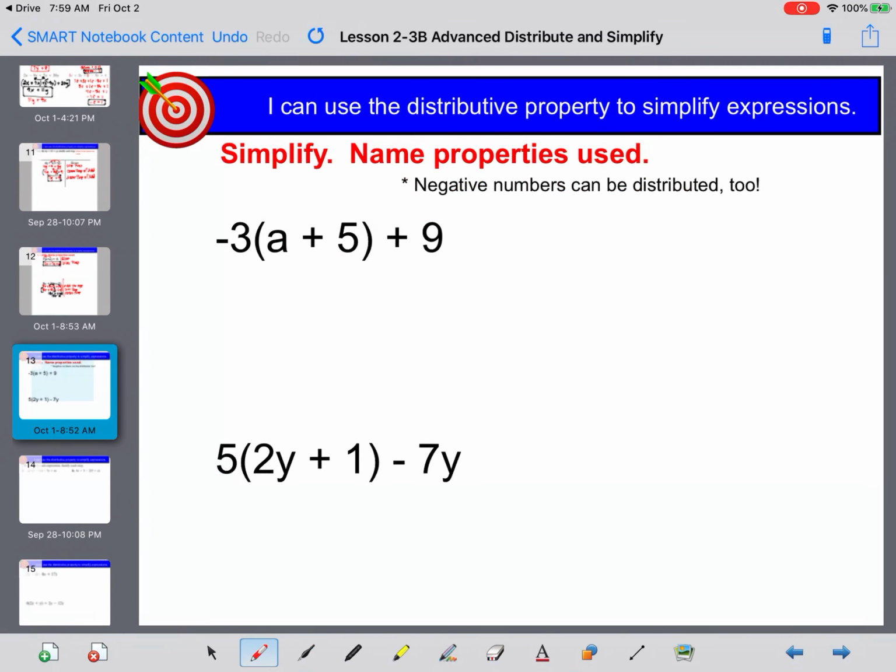If the number outside is negative, you will distribute the negative 3. This is like negative 3 being distributed into that set of parentheses. Now, notice, I want to explain something on the second one also. In the next one, the 5 is being distributed. This is being subtracted. This is not being multiplied. So you would distribute the 5, not the negative 7y. So now pause the video, name the properties, give this a try.